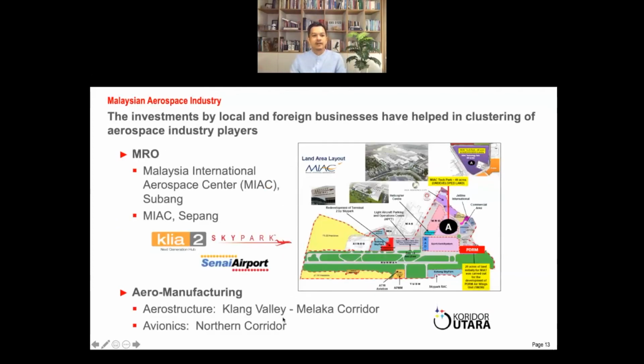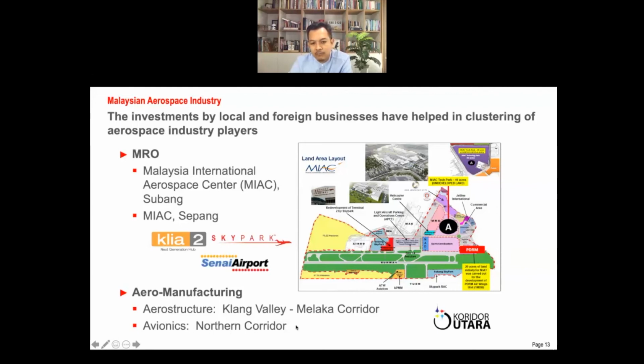Okay, the investments by local and foreign businesses have helped in the clustering of aerospace industry players. So like MRO, we have Malaysia International Aerospace Center, MIAC in Subang, and we also have MIAC in Sepang. We have KLIA2, we have Sky Park, we have Senai Airport, right? This is just a snapshot of land area in Subang, okay? And aerospace manufacturing, we have Aerostructure in Klang Valley, Malacca Corridor, Avionics, also Northern Corridor.